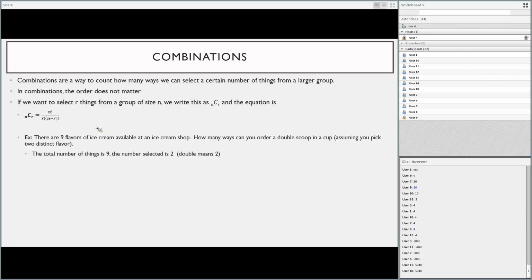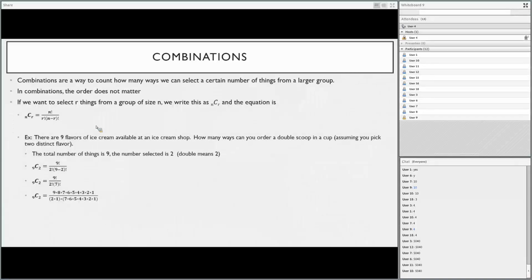So if we had 9 flavors of ice cream and we wanted to know how many ways we could make a double scoop, double means 2, right? Assuming we could select 2 different flavors, then the total number of things I have to choose from is 9. So that's the n. The total number I'm going to select is 2 because double means 2. So I would have 9C2, and if I plug in the correct numbers to the correct place in the formula, I get 9 factorial over 2 factorial times 9 minus 2 factorial.